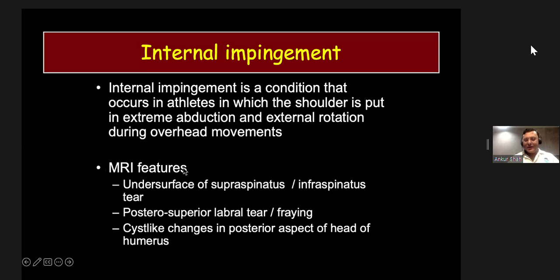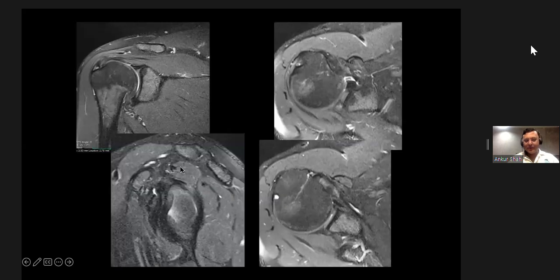And when you see areas of undersurface supraspinatus or infraspinatus tear, or sometimes tendinosis, there can be a posterior-superior labral tear or fraying, and cyst-like changes in the posterior aspect of the head of the humerus. All these three together form this complex which is classically seen in internal impingement. So this is the labral tear, the areas of cyst-like changes, and there is a small partial tear of the conjoint tendon. That is the internal impingement.